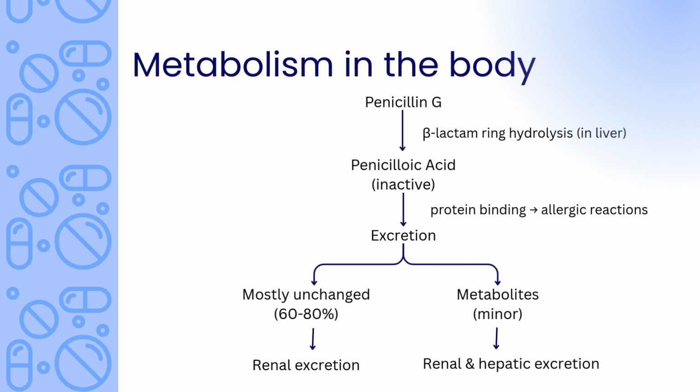Finally, let's discuss the metabolism and excretion of Penicillin G. This antibiotic is primarily excreted from the body through the kidneys, with most of it being excreted unchanged. However, some of it is metabolized in the liver, where the beta-lactam ring is broken down, resulting in inactive metabolites. These metabolites are then eliminated through the kidneys and liver.